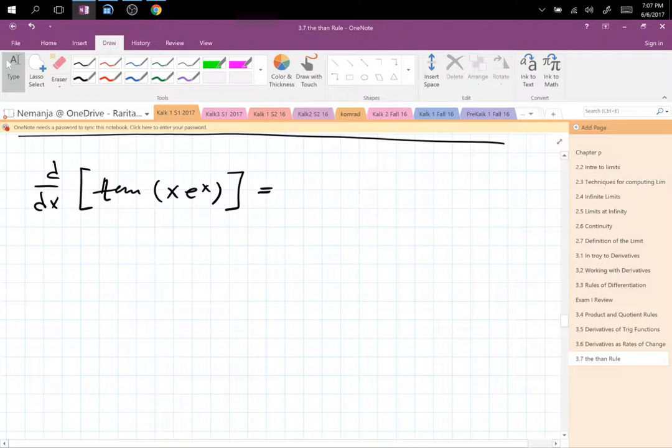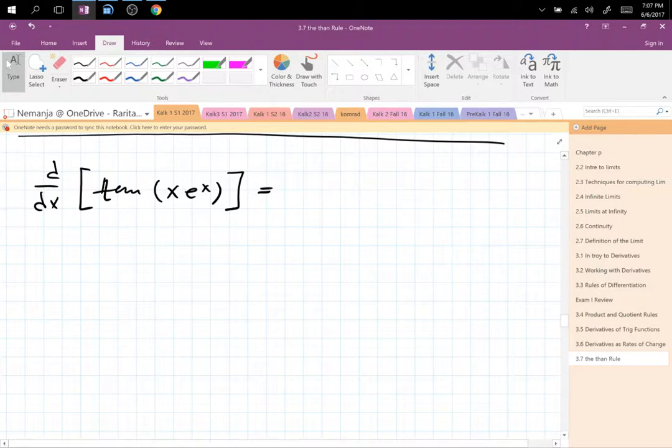So I don't get this. I have no idea what's going on. So how do you tell? Is the boss function tan x or is it e to the x? How do you know? Tangent x, because this x e to the x is plugged into tangent. I was just thinking of it as tangent times x e to the x, but it's x e to the x being plugged in as the argument of tangent. So you have the product inside.